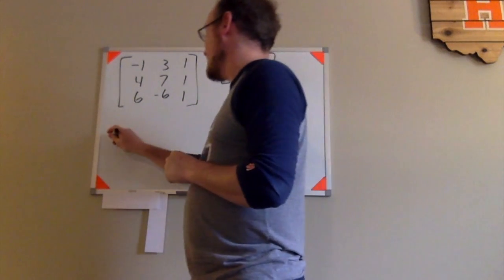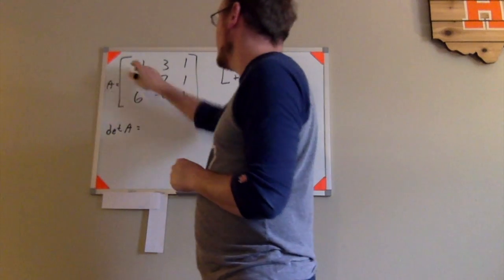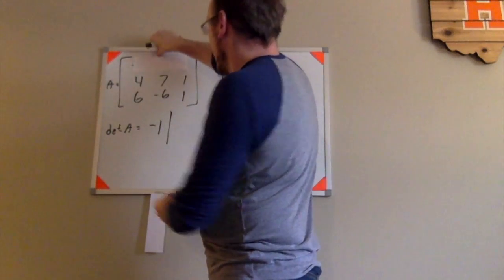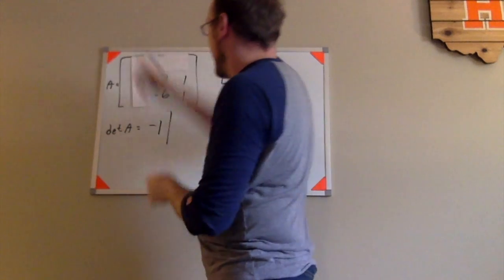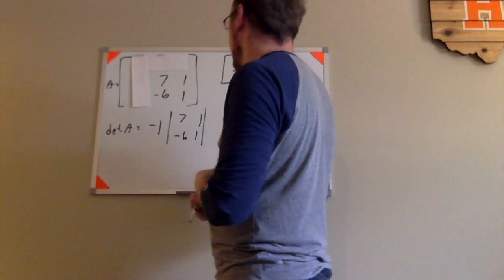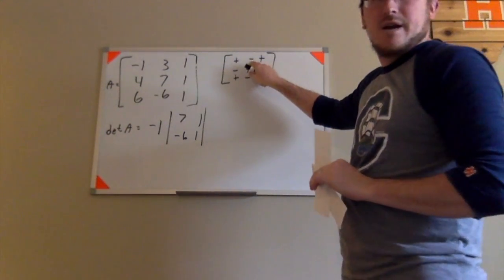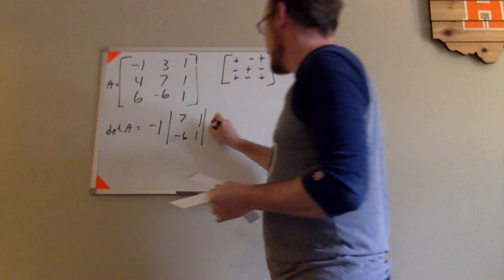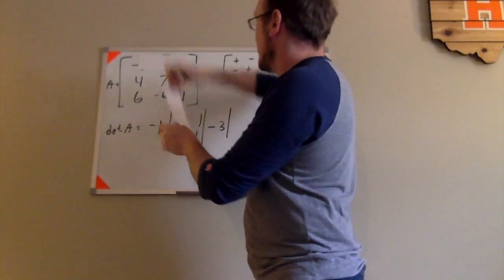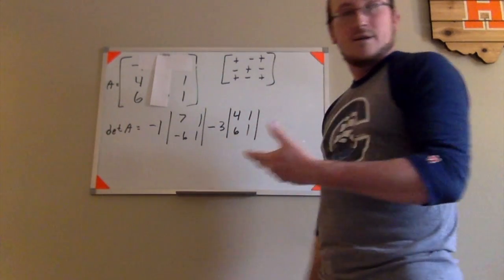So to find this determinant, this is matrix A. The determinant of A would be equal to -1 times the smaller determinant, where I cross off that row and that column, and that leaves me with 7, 1, -6, and 1. And my next number is 3. Again, that's in the position in the sign matrix where there's a minus, so I need the opposite of that sign, so it would be -3 times the smaller determinant. Again, cover up the row and the column containing that 3, and I'll have 4, 1, 6, and 1 remaining.